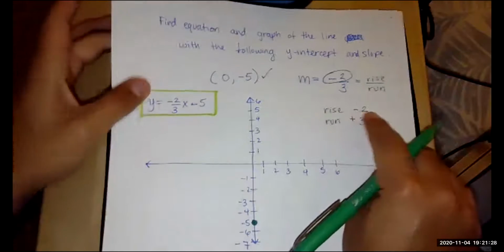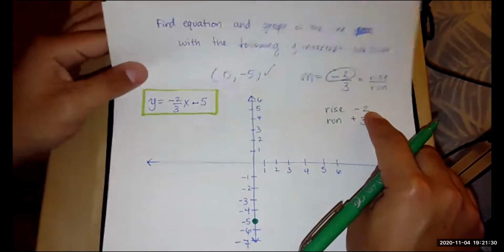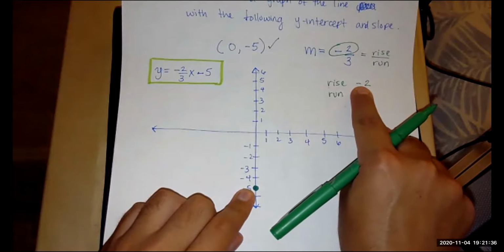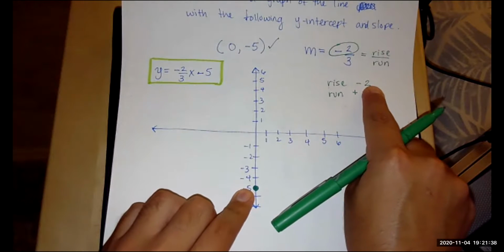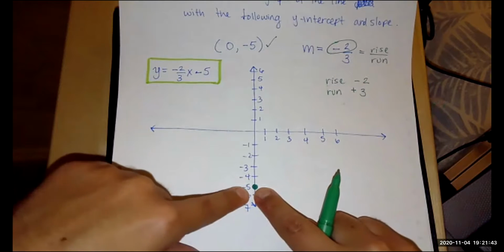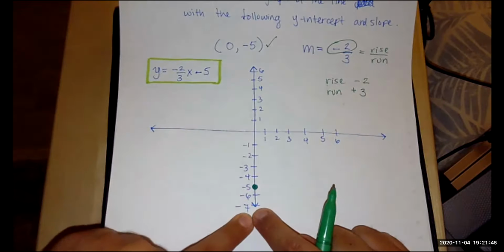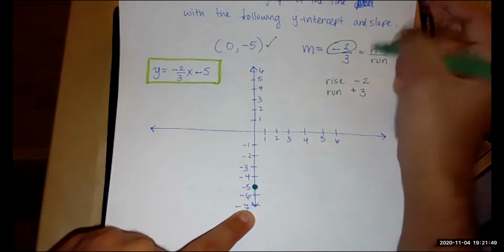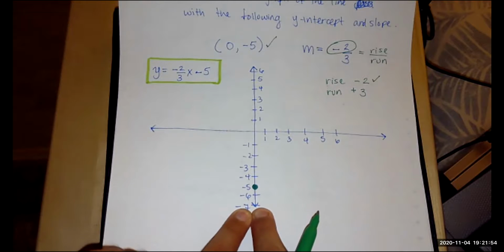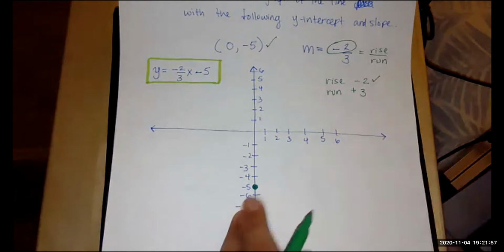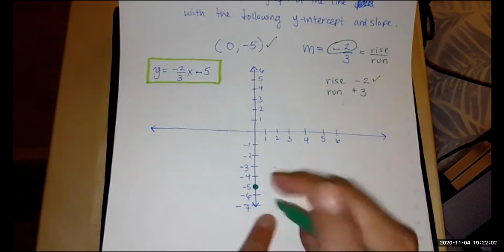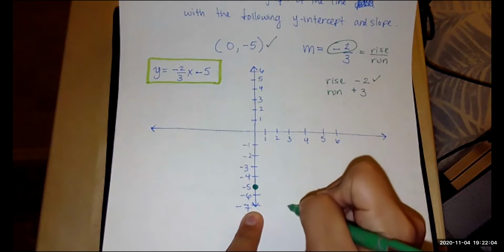So if rise controls up and down motion, we're going to start at this first point, and rise is telling us not to go up, but to go down 2 points. Does that make sense? So we're going to be at -5, and we're going to go down to -7, and that'll take care of the rise. And then we're going to go over 3, and we're going to go in the positive direction. So if I'm going over 3, I'm going to count 3 this way, and I'll be right here.